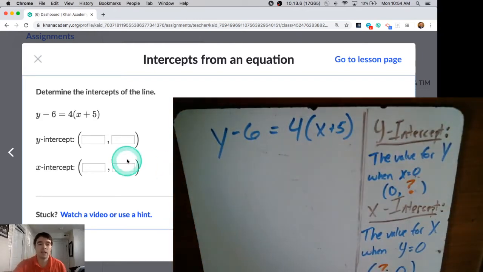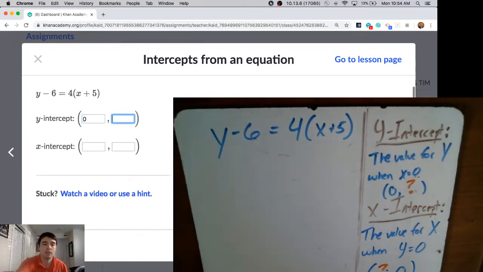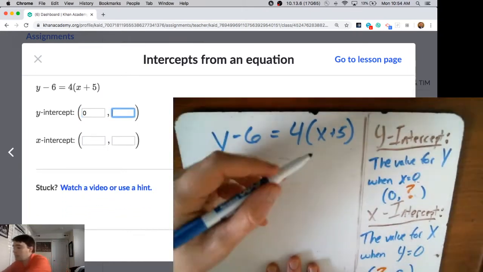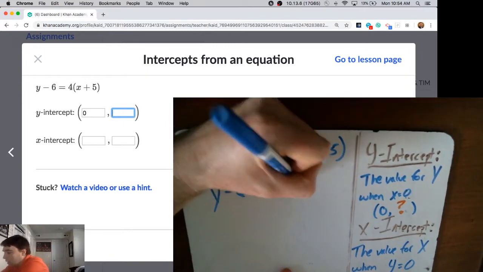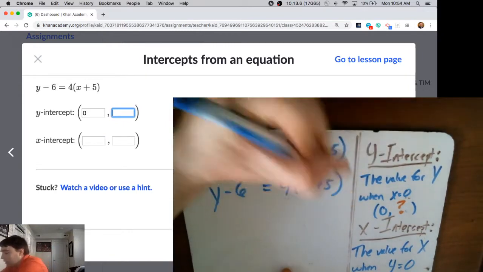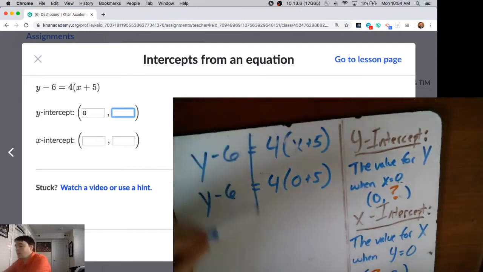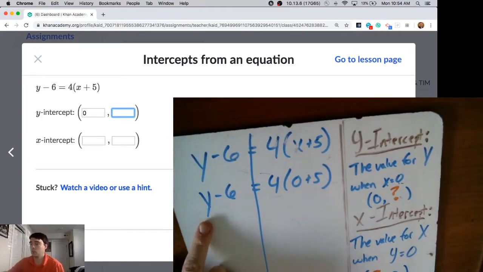So here the first thing they asked me to find is the y-intercept. The y-intercept says what is the y value when x is equal to 0. So I'm going to replace my x with 0 in this equation: 4 times 0 plus 5. And now this is an equation that only has y in it, and I need to solve for y.